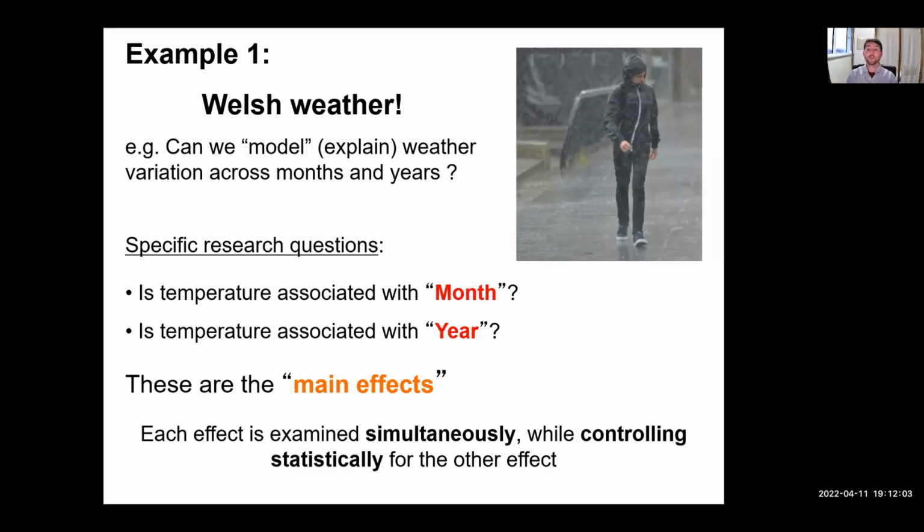So specifically, the research questions are, is minimum temperature in this context associated with month? And at the same time, and this is the importance of the GLM, is the temperature associated with year? And these are what we'll call main effects. And we'll come on to other types of effects later on. So each effect is examined simultaneously whilst controlling statistically for the other effect. And this is something that ANOVA and multiple linear regression doesn't do. And so that's really important, that controlling for one variable whilst looking at the relationship between the y variable and another variable is what this GLM does so well.